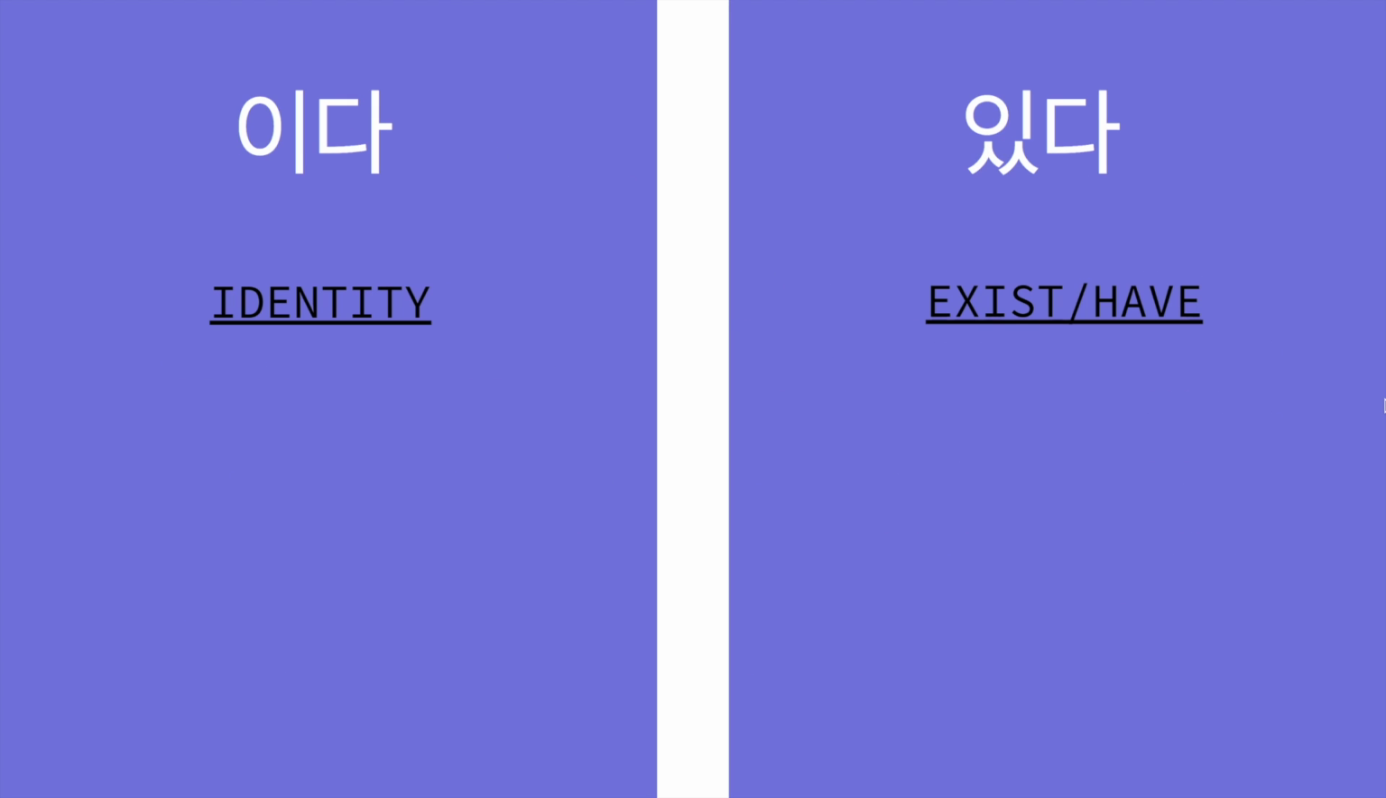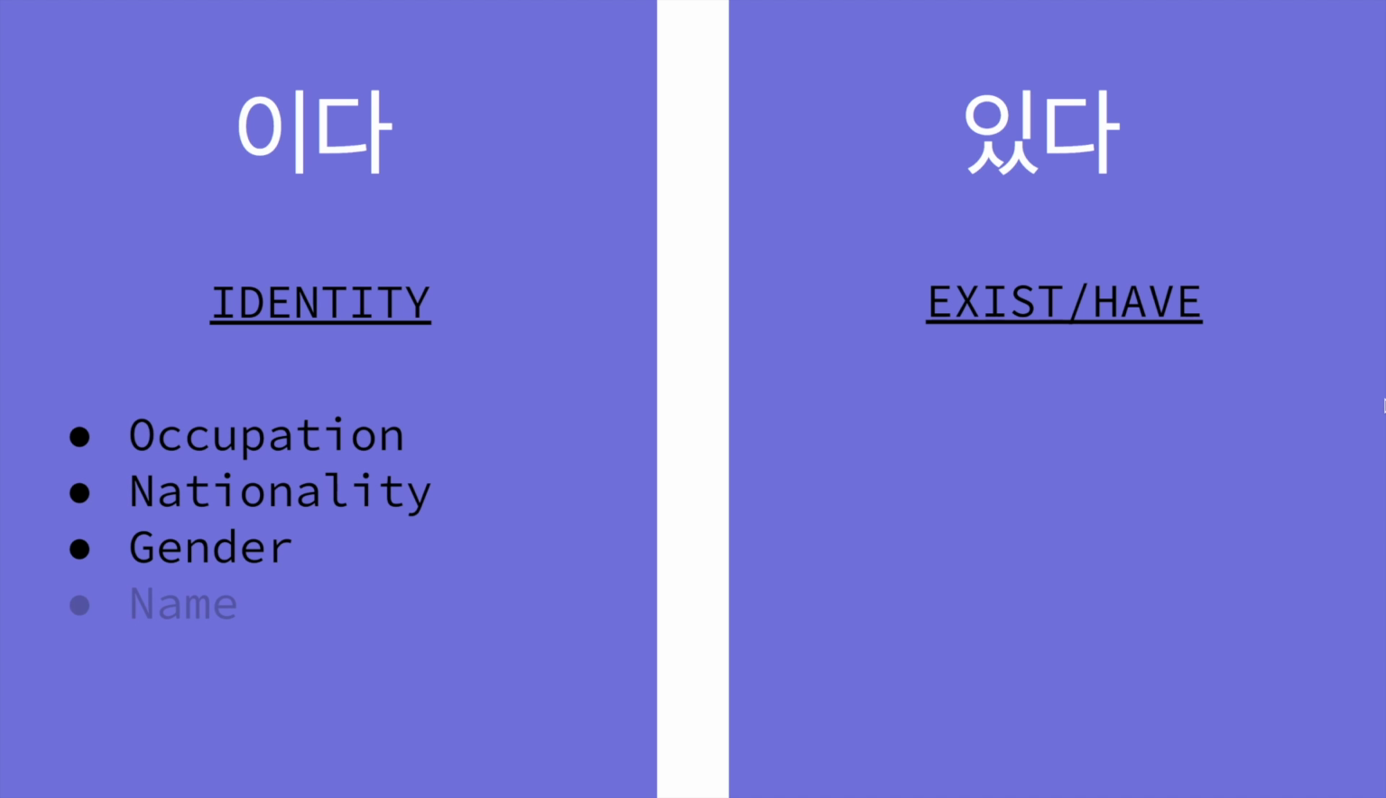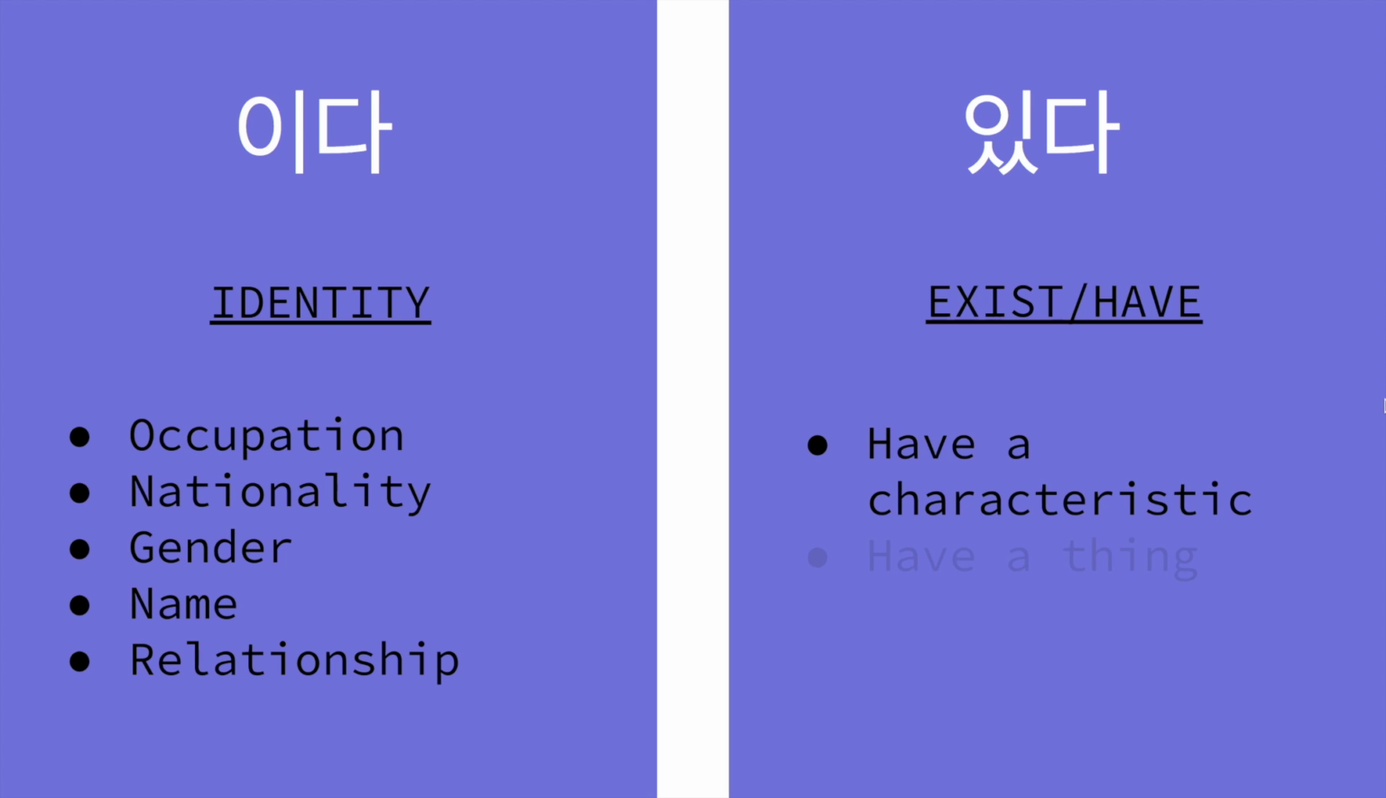Let's have an overview. For identity, we can have examples such as occupation, nationality, gender, name, and relationship. However, there are more. For existence or to have, we can have to have a characteristic, a thing, or to exist.